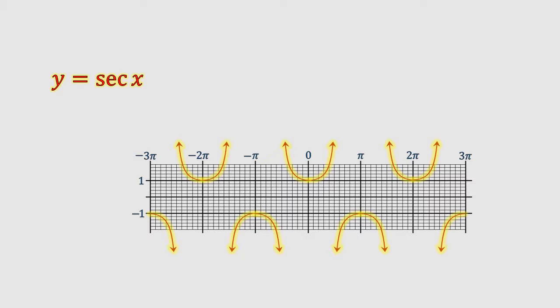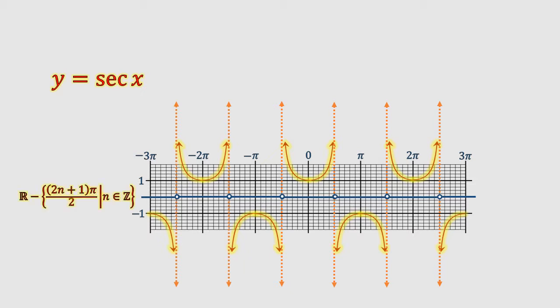Notice that the graph has vertical asymptotes at odd multiples of pi by 2. Secant is not defined at these odd multiples of pi by 2. Hence, the domain of secant includes all real numbers other than odd multiples of pi by 2. As for the range, notice that there are no outputs between -1 and 1, excluding -1 and 1. Or, that is to say, secant covers all reals larger than or equal to 1, all reals less than and equal to -1.